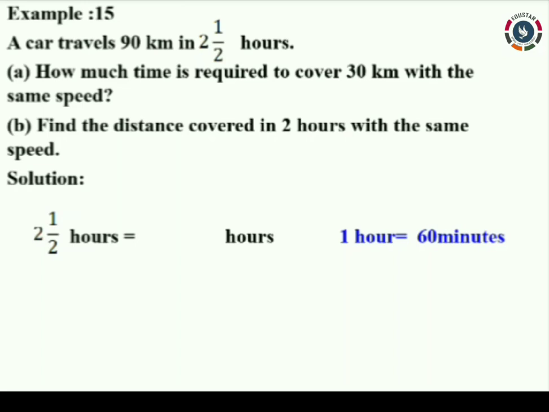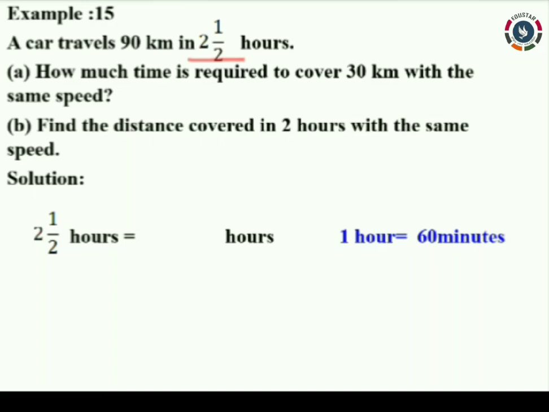Next, example 15. A car travels 90 km in 2.5 hours. First, you have to find how much time is required to cover 30 km with the same speed. And second, find the distance covered in 2 hours with the same speed. First, you have to write the given data. A car travels 90 km in 2.5 hours, right?